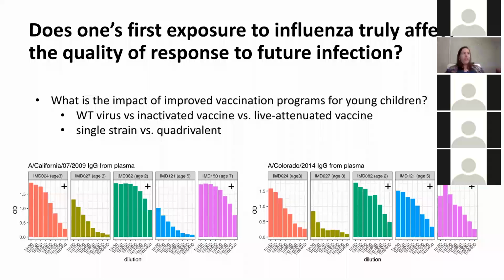And you can imagine now that there are improved vaccination programs for young children, especially in this area, that it would be very interesting to understand how an exposure as your very first response to flu would be affected if it was a wild type virus that you actually were infected with, or if it was the inactivated vaccine or even a live attenuated vaccine. And this could vary quite a bit because we're talking about a response to a single strain versus a quadrivalent response to the vaccines.